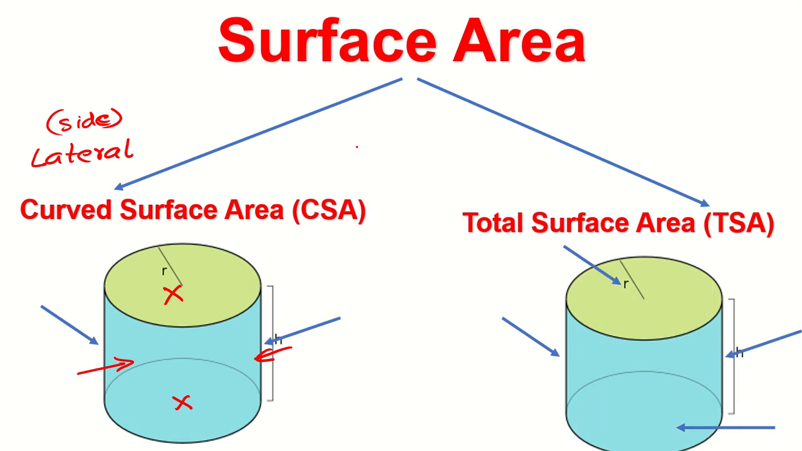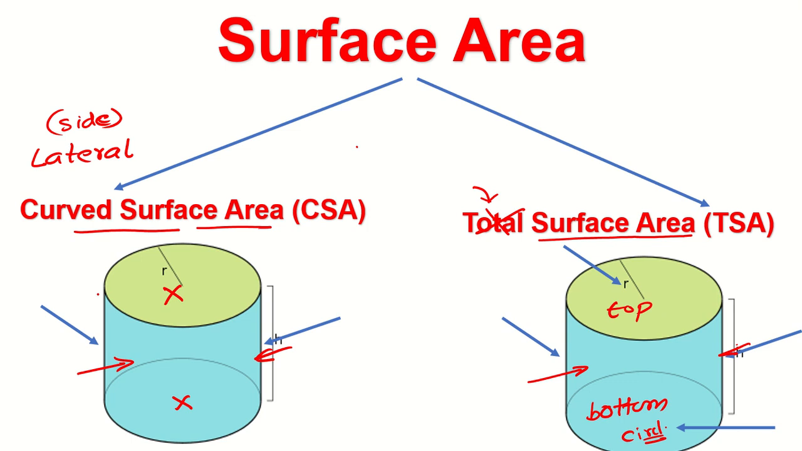And what's the second type of area? It is called total surface area, or just surface area. Maybe in some questions you will see only surface area written. Surface area means total surface area, or they may write total surface area also. Total surface area means side area plus top area and bottom area also. Top is a circular area and bottom is also the same circular area. So these two circular areas will be added to the lateral or curved surface area. Let's talk about these two types of areas in detail.